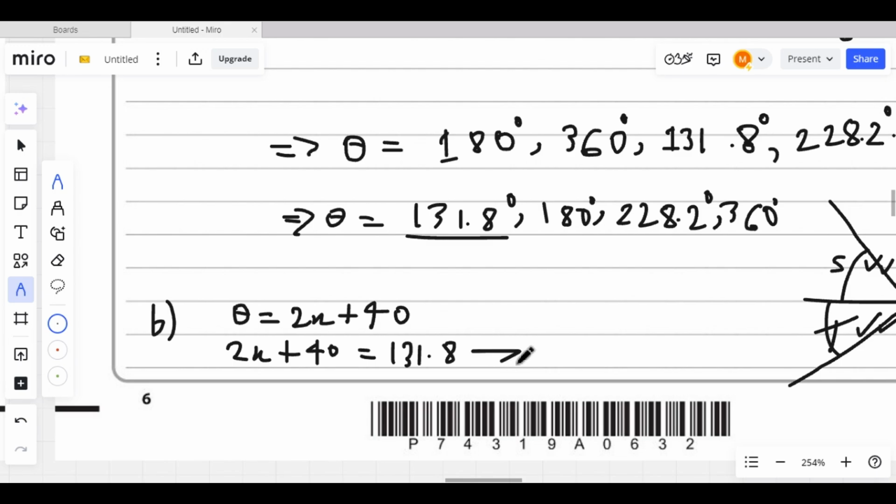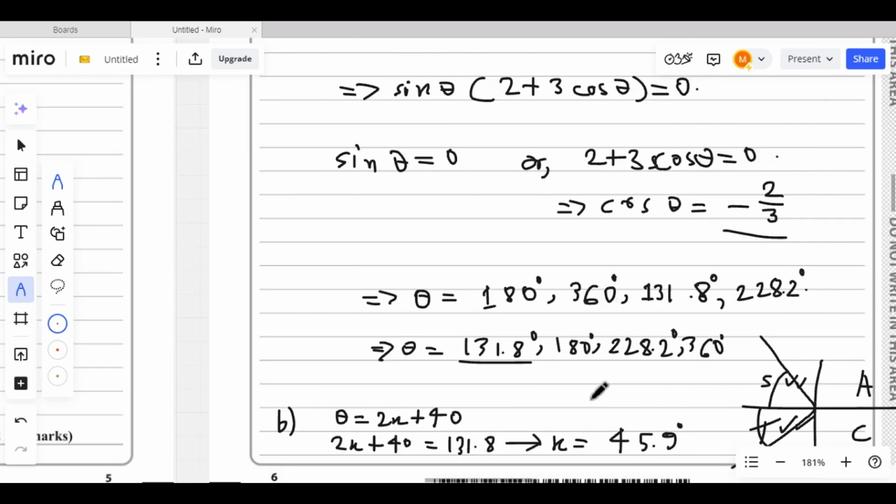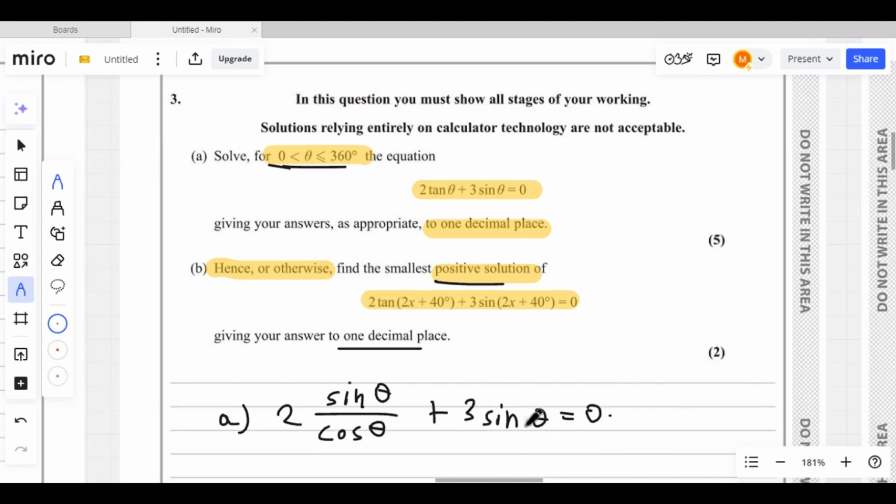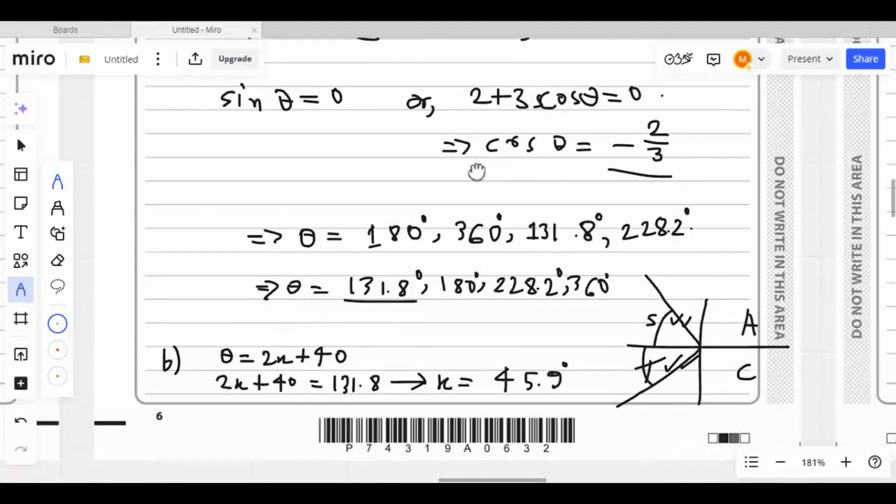Now from there, make x the subject. You will get the smallest positive solution. So x equals 131.8 minus 40 over 2. This is 45.9 degrees. And yeah, that's it. That's the solution.